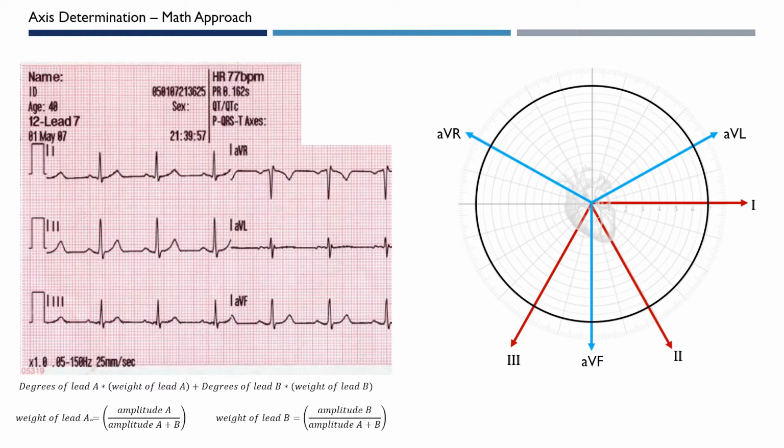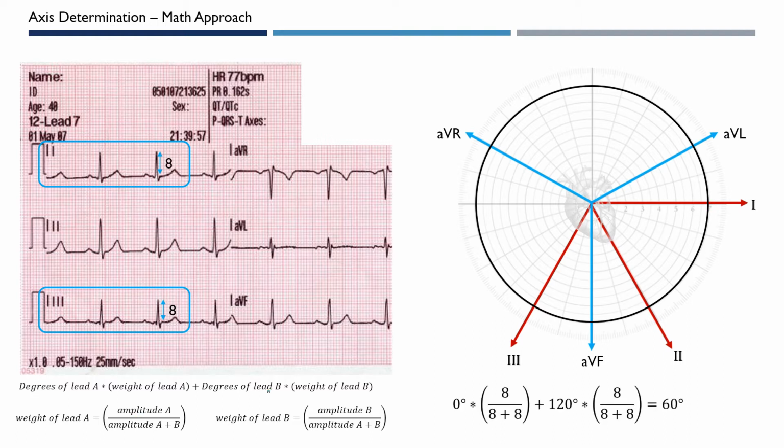The weight of lead A is dependent upon its proportion of the total amplitudes. So if we do this mathematically, we're going to look at lead 1 and lead 3. All we have to do is count the squares to the top of the amplitude. We can see that for lead 1, it's 8, and for lead 3, it's 8. So then if we use this equation, we know that lead A, being in this case lead 1, has 0 degrees because it's located at the 0 degree axis. Its weight is 8 over 8 plus 8, in this case 1/2.